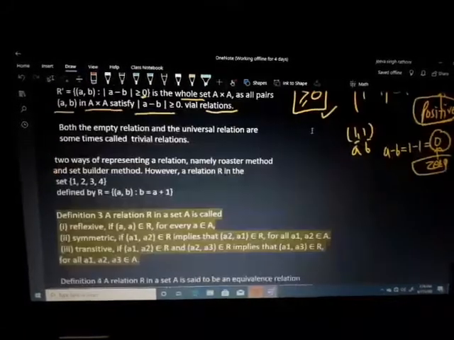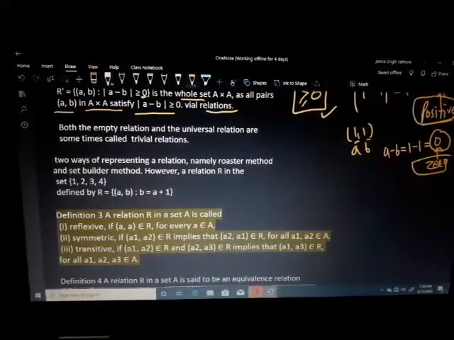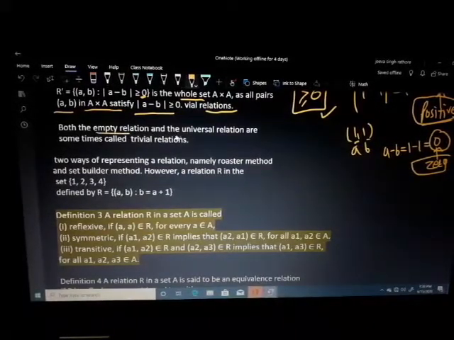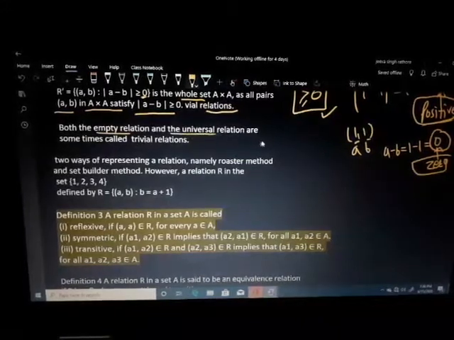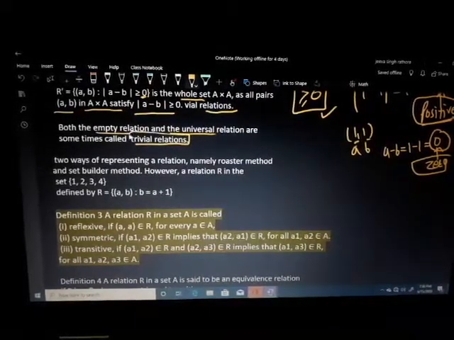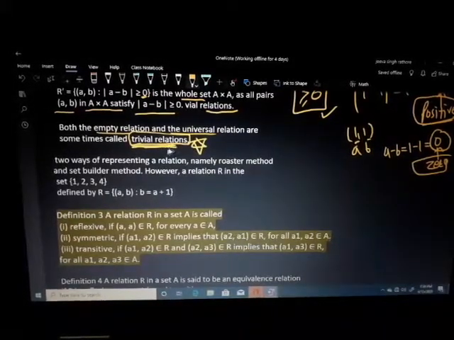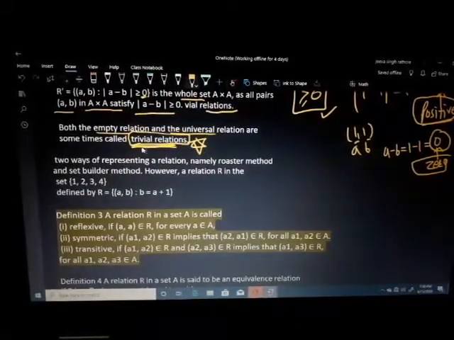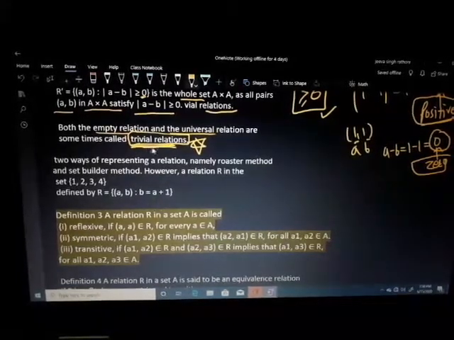Next important point is also given here, you have to note down. If both the empty relation and the universal relation are taken together, they are known as trivial relations. Note down, this is known as a trivial relation. If the empty relation and universal relation are combined, they are called trivial relations.